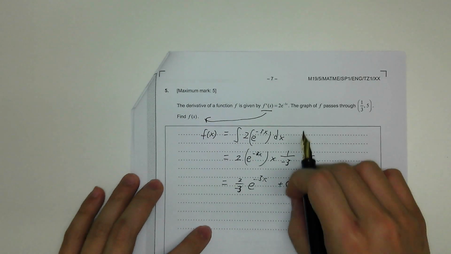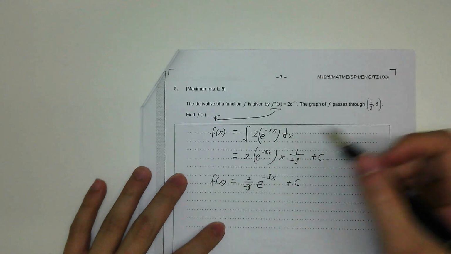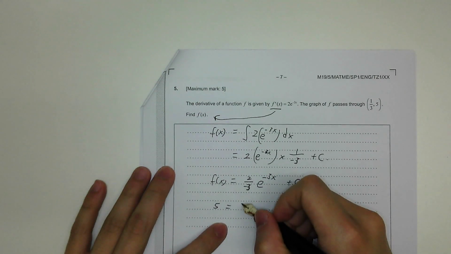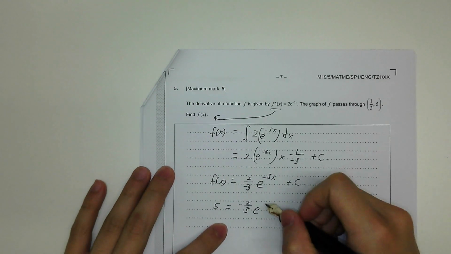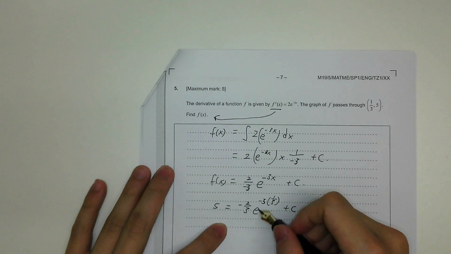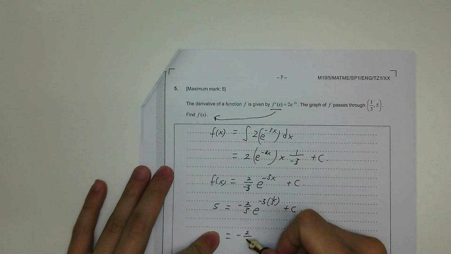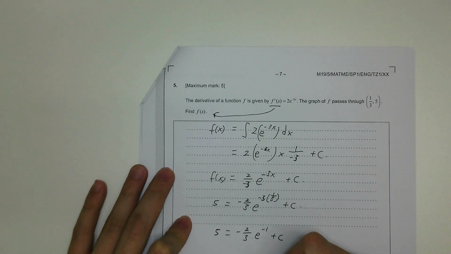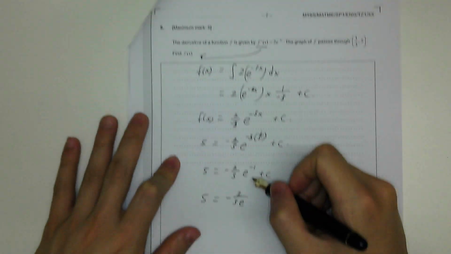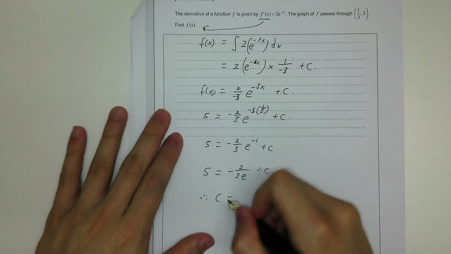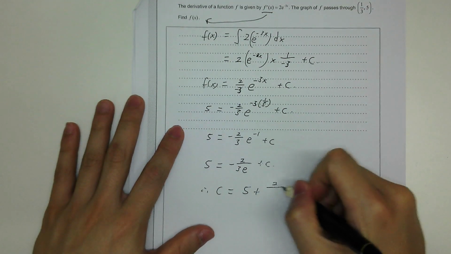And now we have to find the value of the constant c. Now we can sub y equals 5 and x equals 1/3. -3 times 1/3 plus c. So the power becomes -1. So 5 equals -2 divided by 3 times e to the power -1 plus c. Because the power is -1, we can move it to the denominator. So c equals 5 plus 2 divided by 3e.